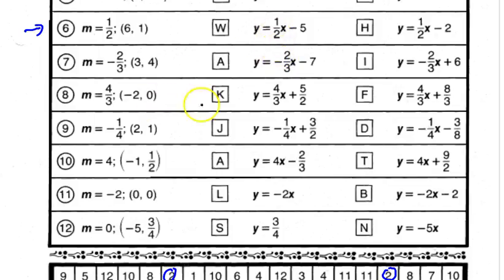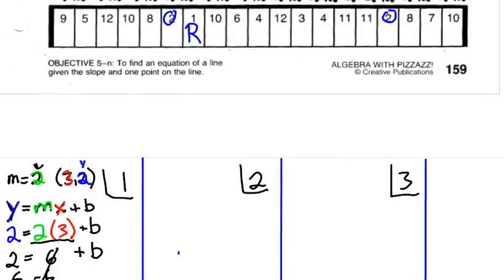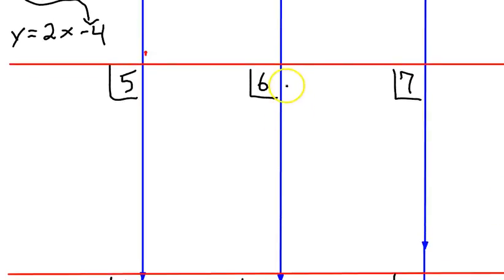Right? And some of them have fraction y-intercepts, which is not usual. Okay? So we'll look at a few of those. I thought we did 7 and 8. And you guys should do 6 and 9. So let's do 7: negative 2/3, 3, 4.